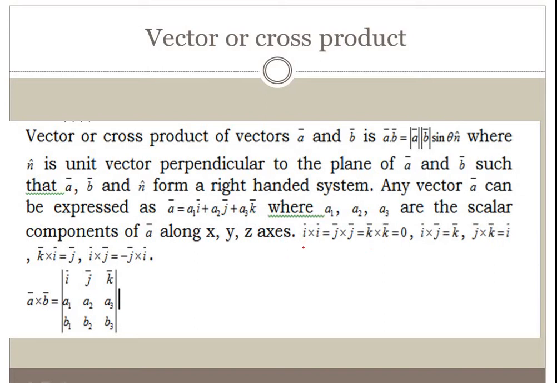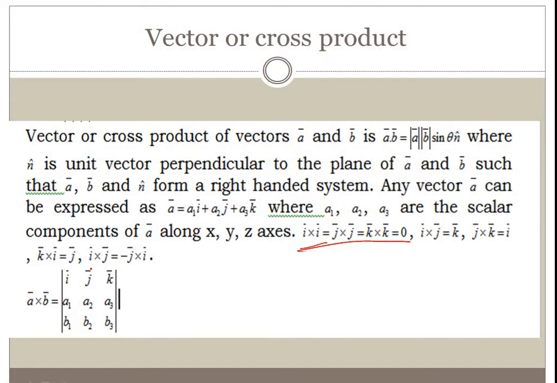So here i bar cross i bar, j bar cross j bar and k bar cross k bar is 0. Also i bar cross j bar is k bar, j bar cross k bar is i bar, and k bar cross i bar is j bar. And also i bar cross j bar is equal to minus j bar cross i bar.